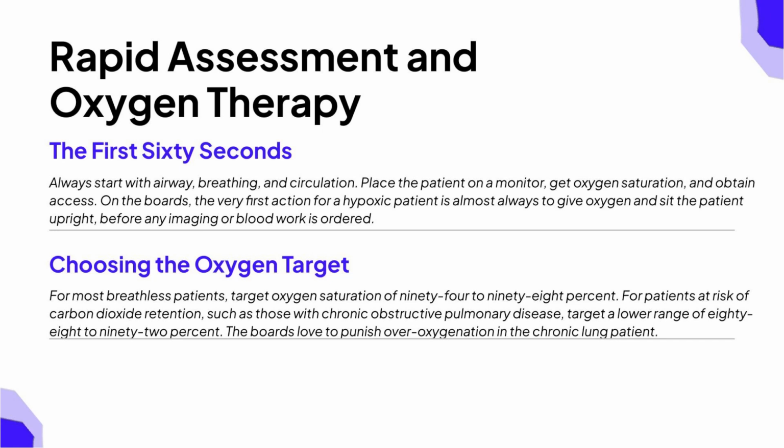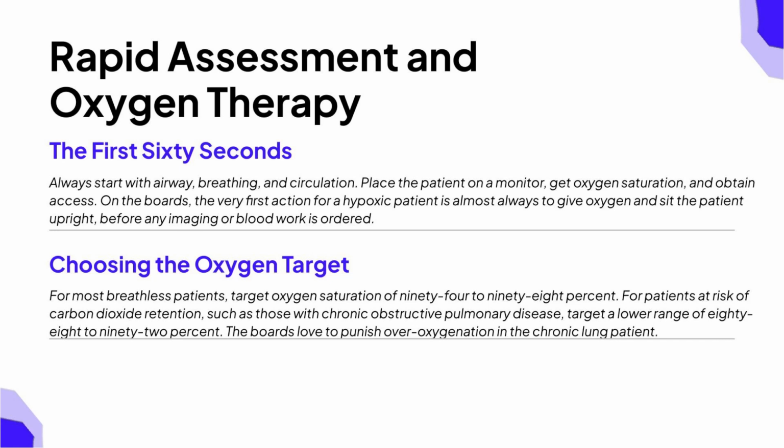Now choosing the oxygen target. For most breathless patients, aim for a saturation of 94 to 98%. But for patients at risk of carbon dioxide retention, such as those with chronic obstructive pulmonary disease, aim for a lower range of 88 to 92%.